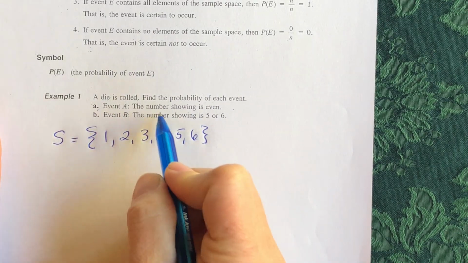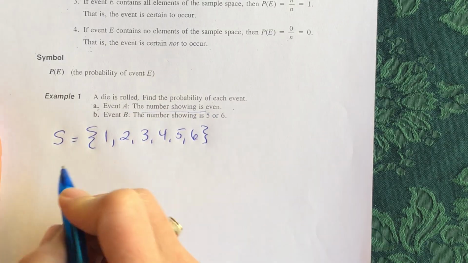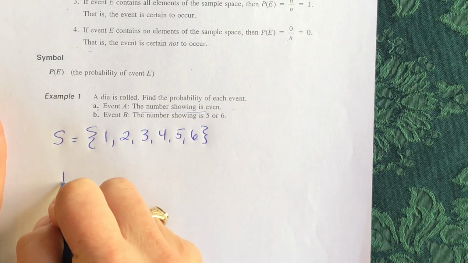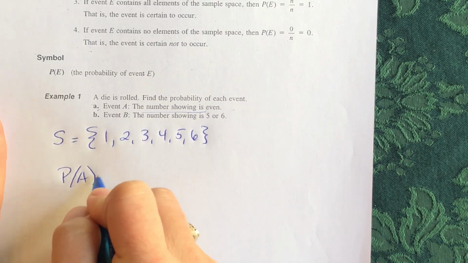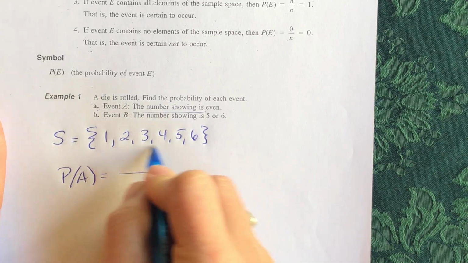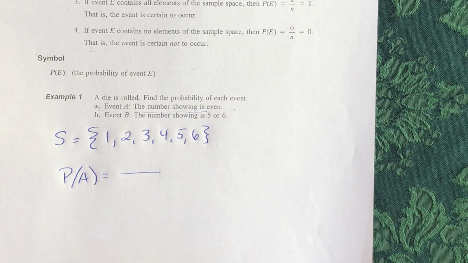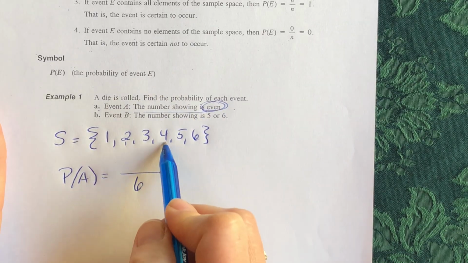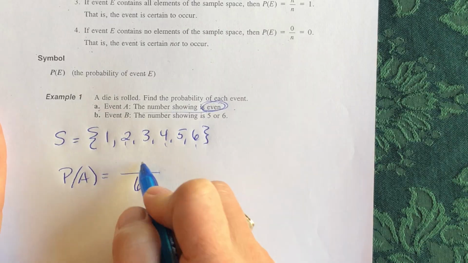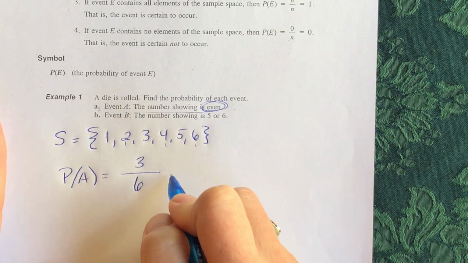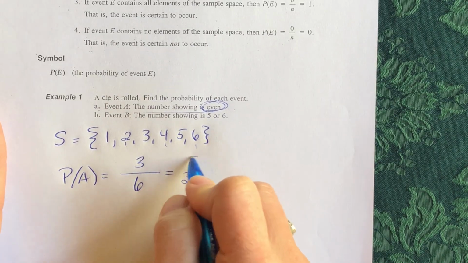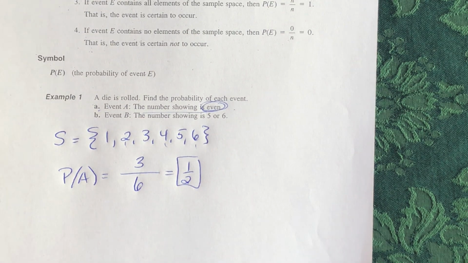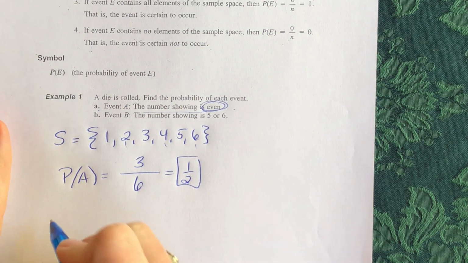So event A, the number showing is even. The probability of event A is going to be, how many total possibilities do I have? 6. So that's my denominator. And my numerator is how many are even. Well, I have 1, 2, 3 numbers that are even. So 3 out of 6, which is 1/2. I want you to leave that as a fraction. I do not want you changing that into a decimal. Lots of mistakes are made when that happens.